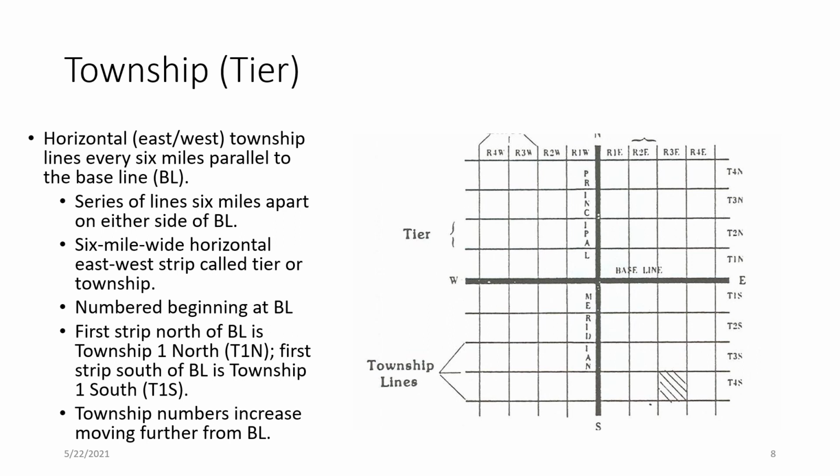Townships are just like the ranges, or the township tier lines. Every 6 miles is a horizontal east-west township line, parallel to the baseline. They're numbered the same, but because they're called townships or tiers, they start with the letter T. From the baseline, the first one out's 1, second one out's 2, whether it's north or south, and so on. So if you look at the first two strips, the one north of the baseline and the one south of the baseline, is T1N, T1S.